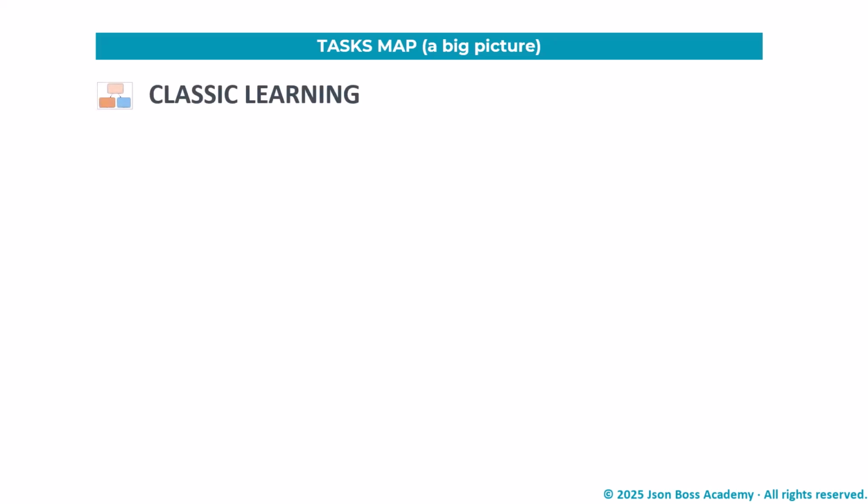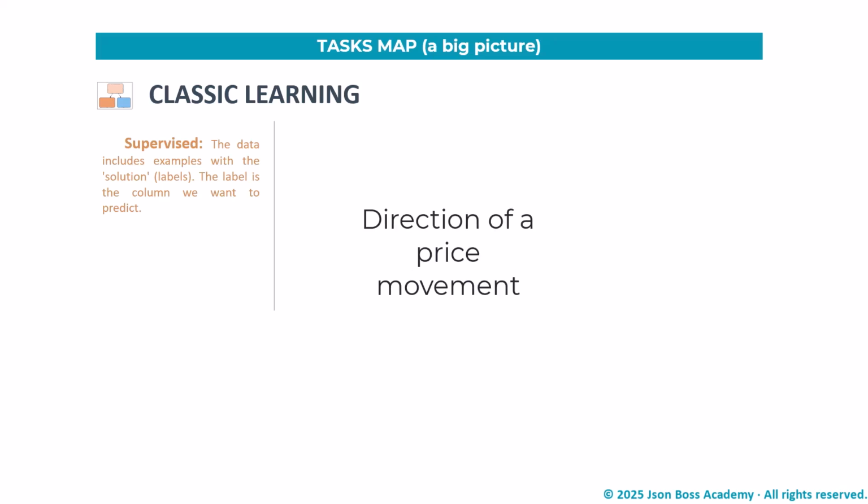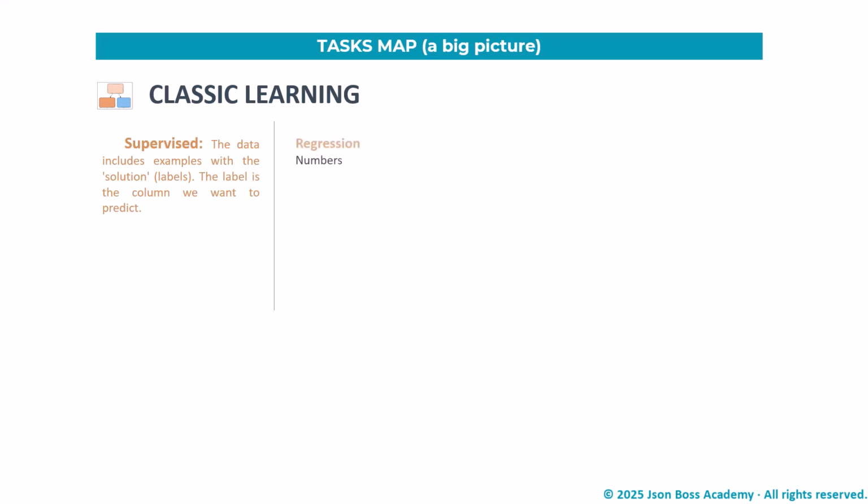Classic learning can be supervised, which involves labels or a target variable, that is, the column we want to predict. This could be predicting tomorrow's progress, the direction of a price movement, the reliability of a shooting star, or any of the hundreds of possibilities we could list. Supervised learning is divided in two.